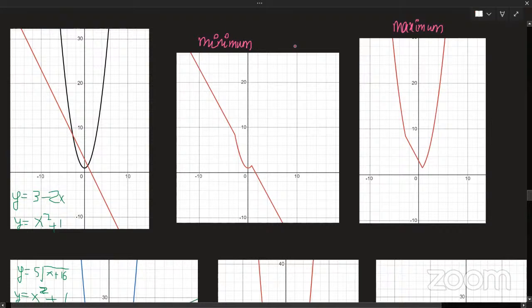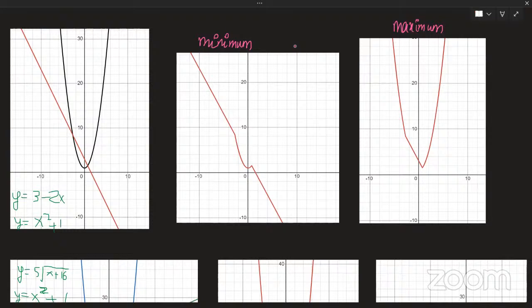Okay. See, I have two functions plotted here. One is my line y is equal to 3 minus 2x. This red is the line y is equal to 3 minus 2x. And this parabolic curve is y is equal to x square plus 1. Fine. So what will my minimum function do?